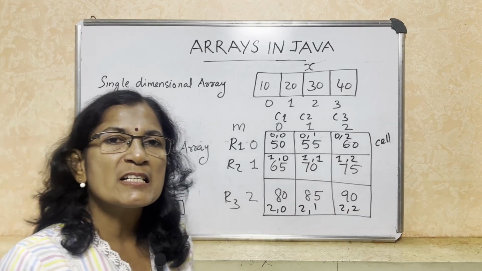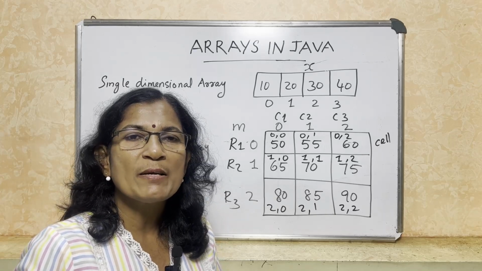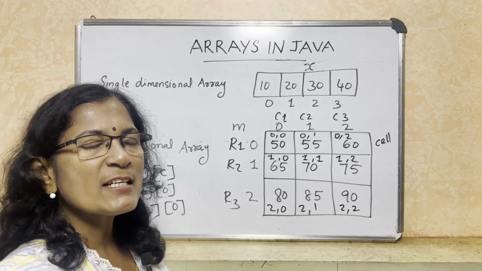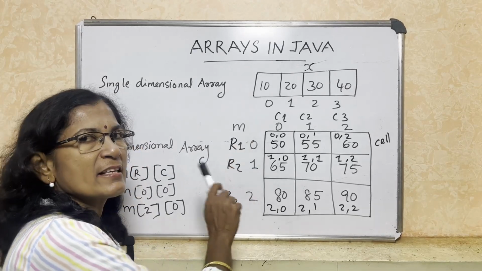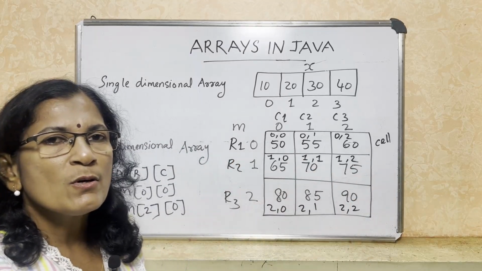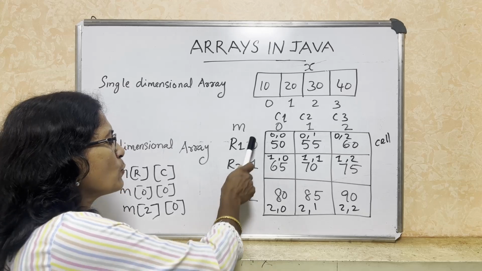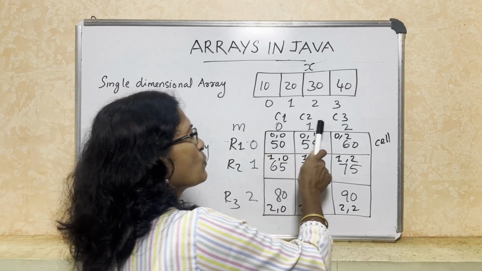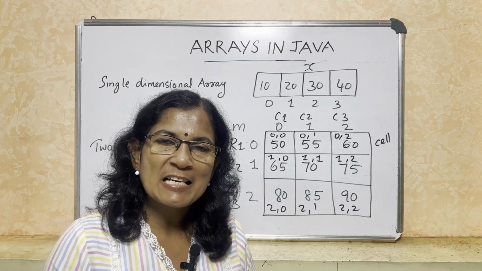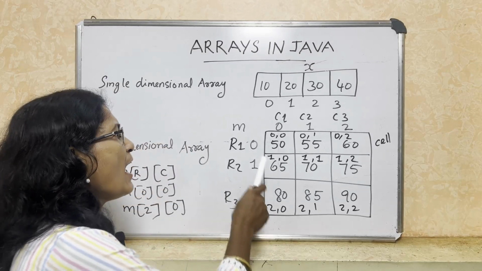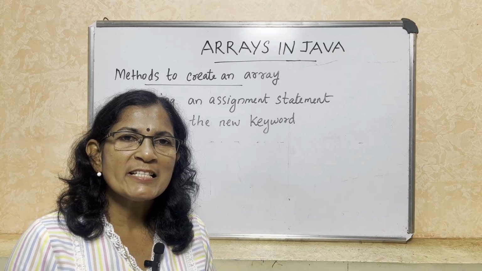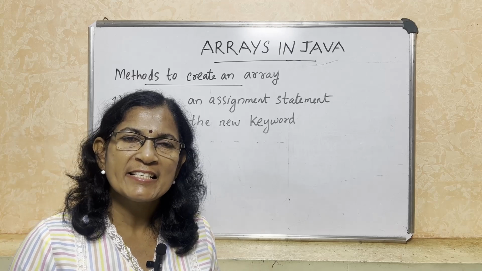So array index starts from 0 and the last index will be 1 less than the size of the array in case of a single dimensional array. When we consider a two-dimensional array, how many rows are there in this array? There are 3 rows and 3 columns also. So array row numbers start from 0 to 2 and column numbers start from 0 to 2. So each cell in a two-dimensional array is uniquely identified with the array name followed with the row number and column number. Now let's discuss the different ways to create an array in Java.